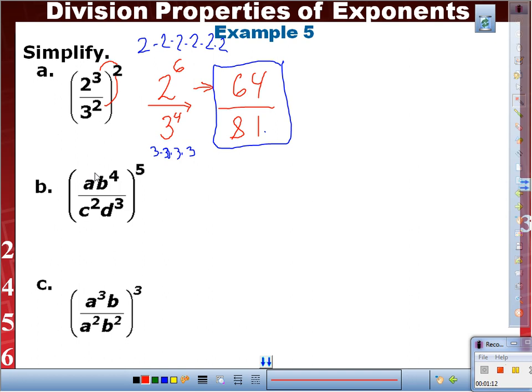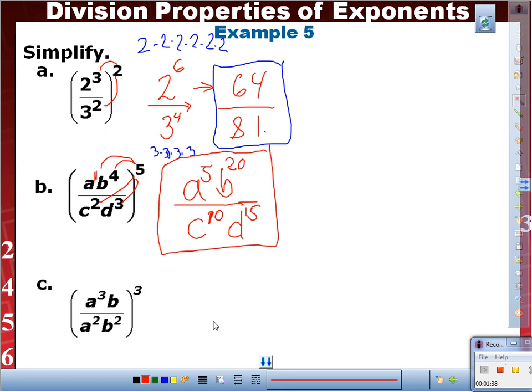What do you notice on the next one? The A is missing an exponent. So I'm going to start with the numerator. Distribute, distribute. So I get A to the 5th, B to the 20th. So far, so good? Distribute, distribute. C to the 10th. And B to the 15th. Question, do we have any bases that are alike? No, so we're done. Hands if you got that.